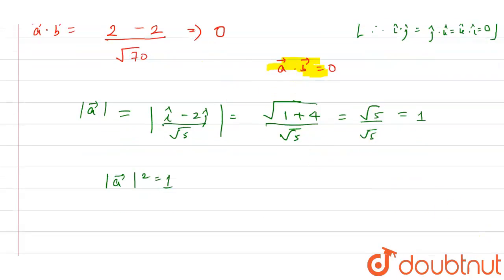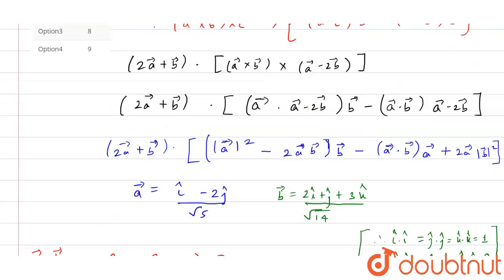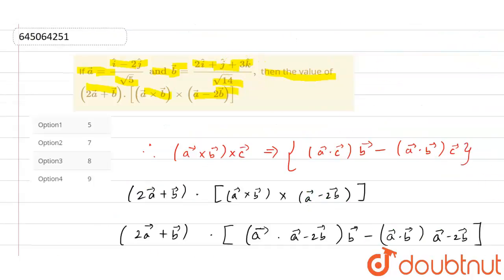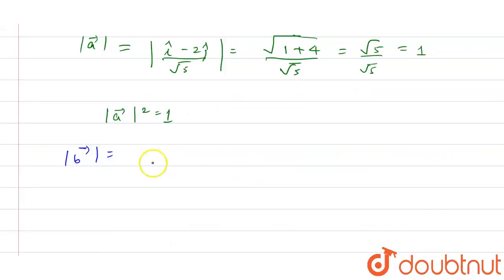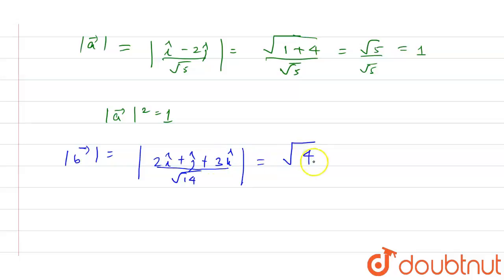Similarly, we have to find the value of the modulus of b. The vector b is given to us as (2i cap plus j cap plus 3k cap) divided by root 14. We have to find its modulus. So this will be equal to root of 2 whole square, which is 4, 1 whole square, which is 1, and 3 whole square, which is 9, divided by root 14.